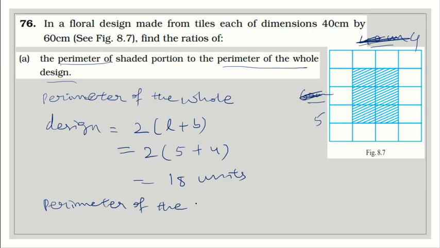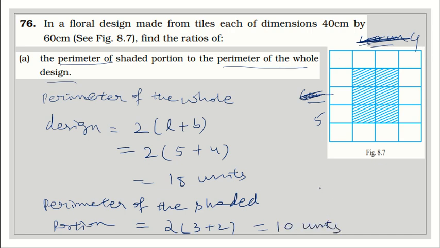this shaded portion? So shaded portion, here 2 units, 3 units. So 2 times of 3 plus 2, which is again 10 units. Now ratio between the shaded to the whole, 10 is to 18, which is nothing but 5 is to 9. This is the right answer. Okay, instead of taking original length and breadth, take this as units because they are of unit wise only.